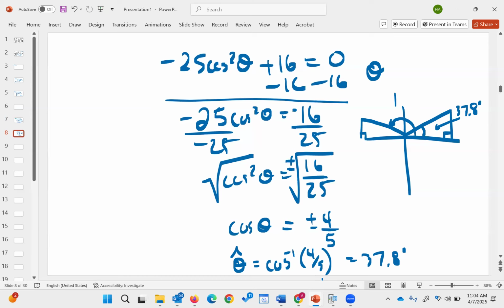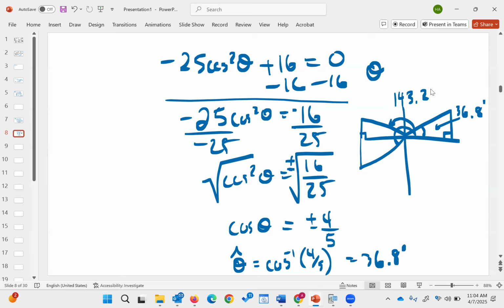143.2. Okay, the angle was 36.8, not 37.8. Someone seconded it, but didn't catch that. So 36.8, we good? Cool, thank you. And now it's going to be 143.2. Awesome.